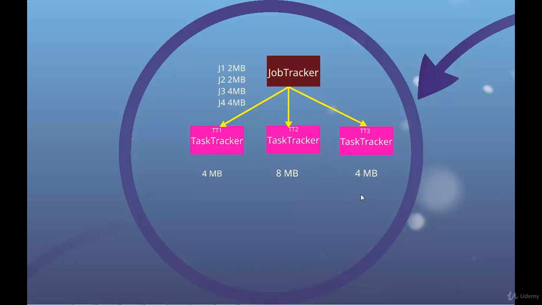Now the first job comes, where it will go? TT1. Second job comes, where it will go? TT1. Third job comes, where it will go? TT2. Fourth job comes, TT3 or TT2? It's TT2. Now how much memory is left here in TT1? It's 0 MB. In TT2, how much memory left? It's 0 MB. In TT3, we still got 4 MB left.